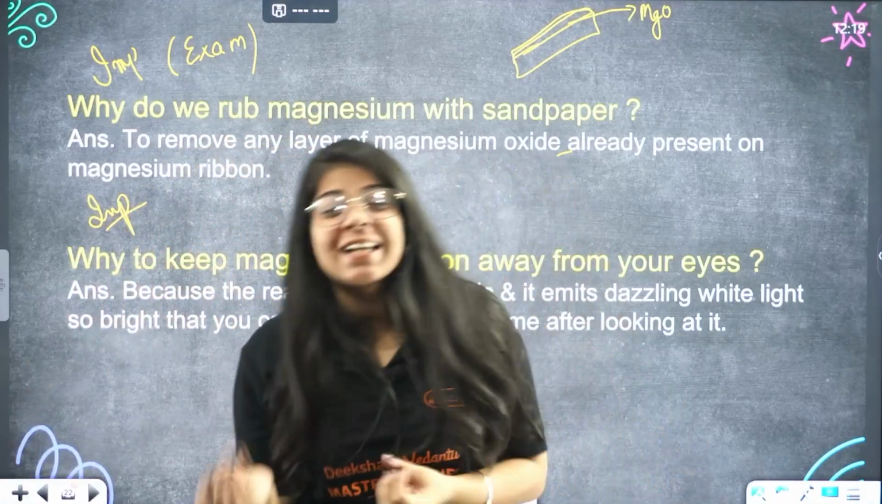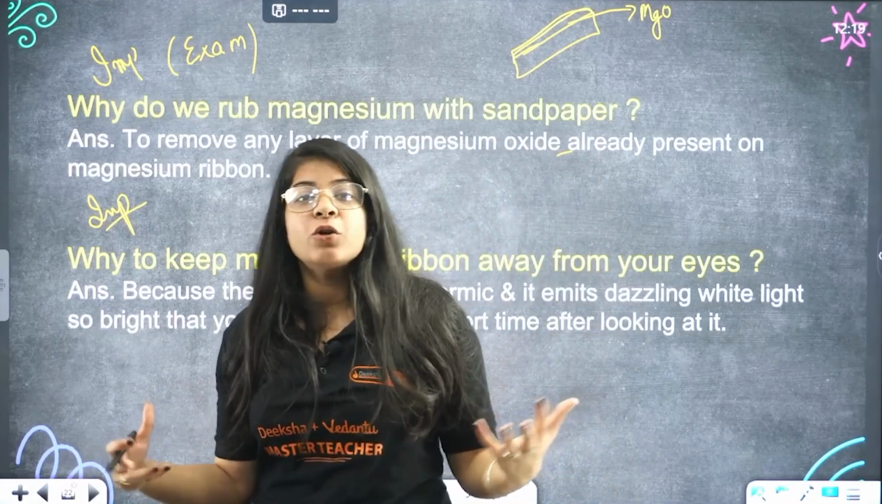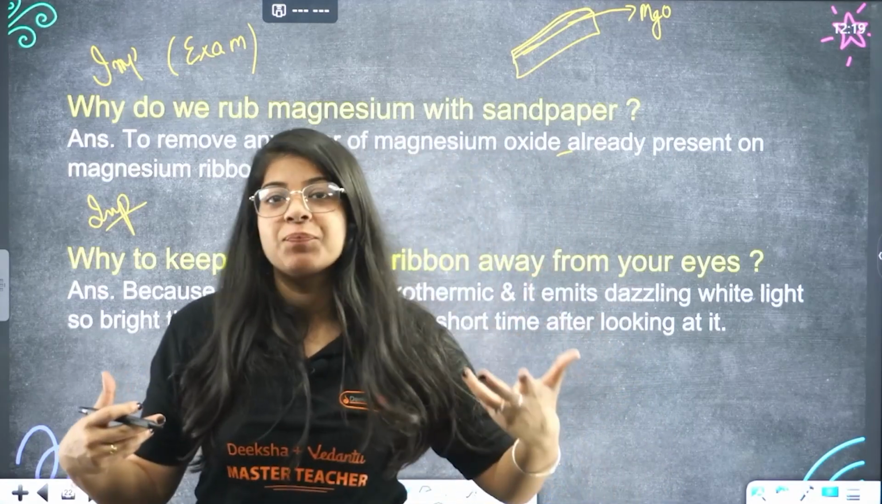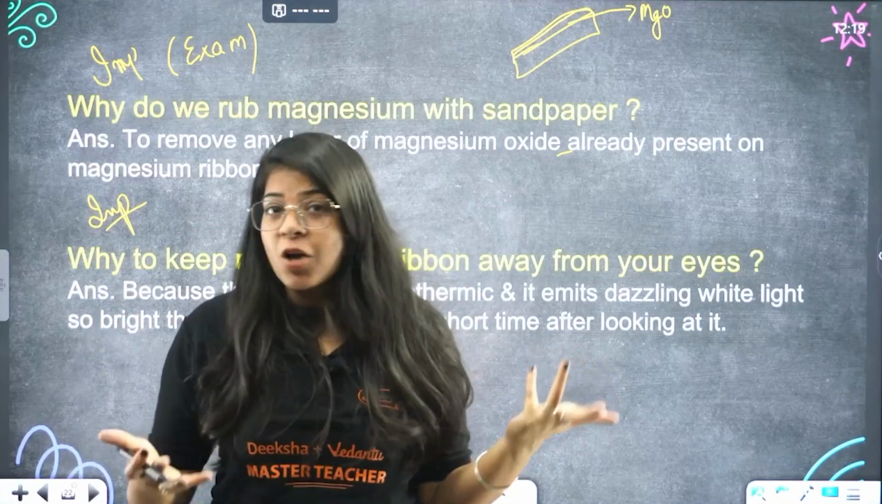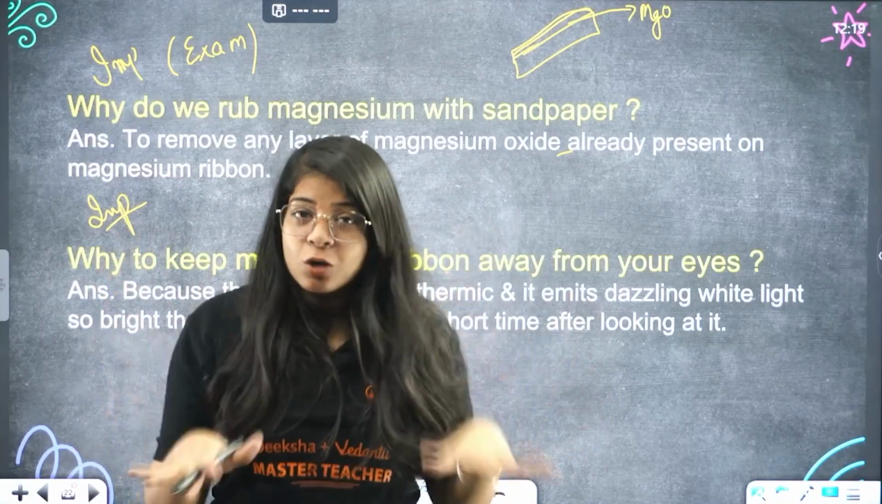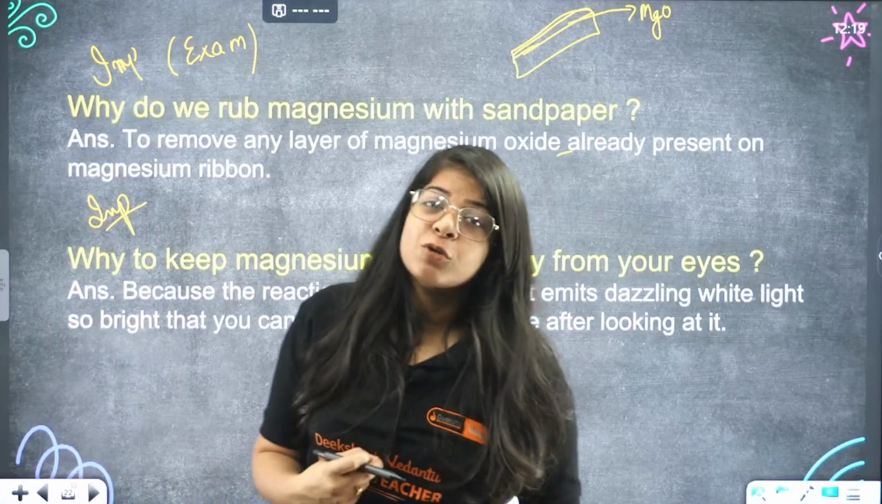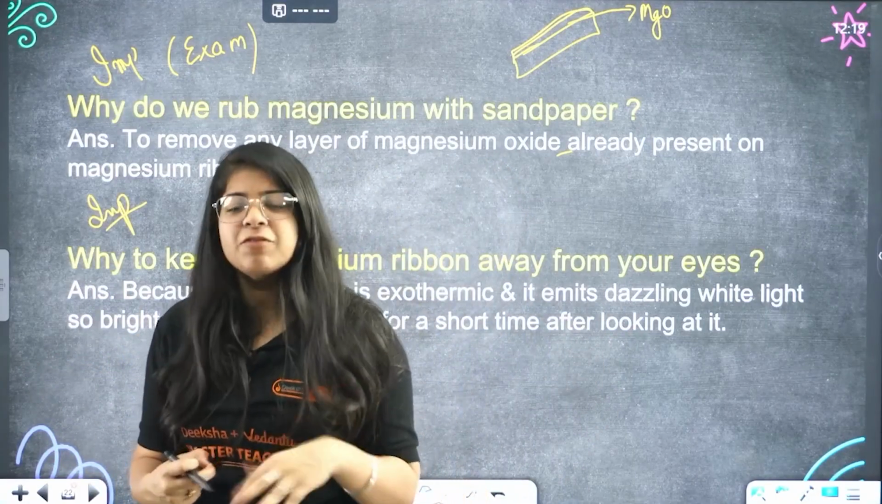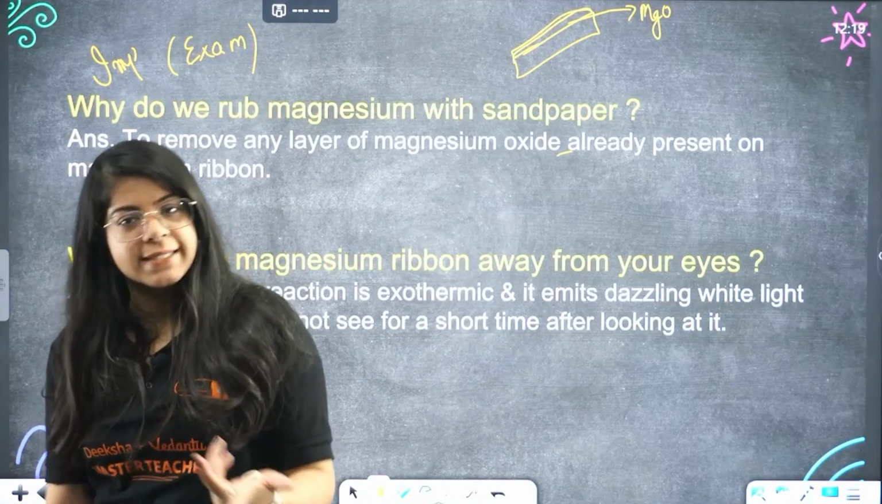So bright light, the dazzling white light will come out, and it is so bright that you won't be able to see for some time. Right? Because when we get a big flash, or when we look towards the sun, we are not able to see for some time when we look down, right? The same with magnesium, because the white light is so bright, we are unable to see with our eyes for some time. Okay, that's why you have to keep it away from your eyes. Done?